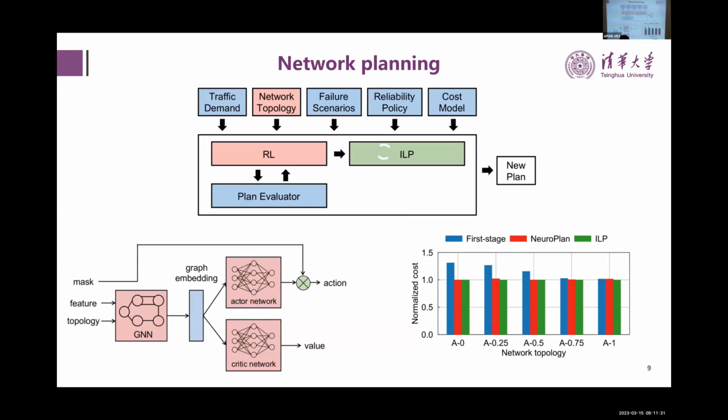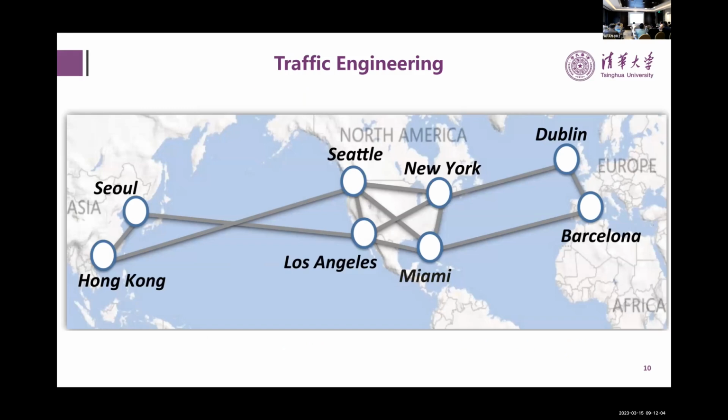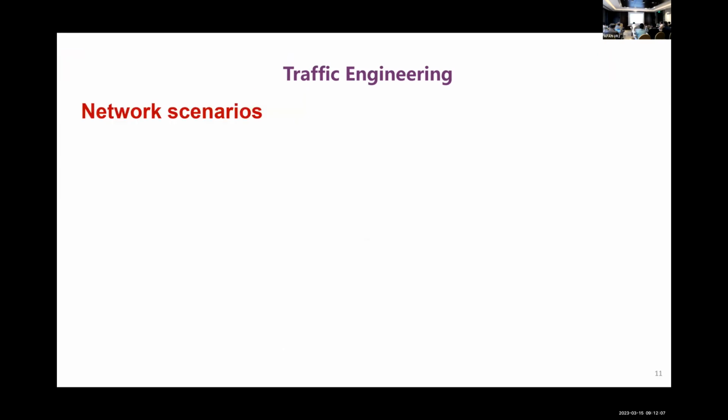Also, we can use machine learning or deep reinforcement learning methods to help us make the decision. For example, we can input the traffic demand, network topology, failure scenarios, reliability policies and even a cost model to an optimization model. Then we can use deep reinforcement learning to solve it. After that, we can output the IP layer and the optical layer mapping. We can also use AI for traffic engineering.